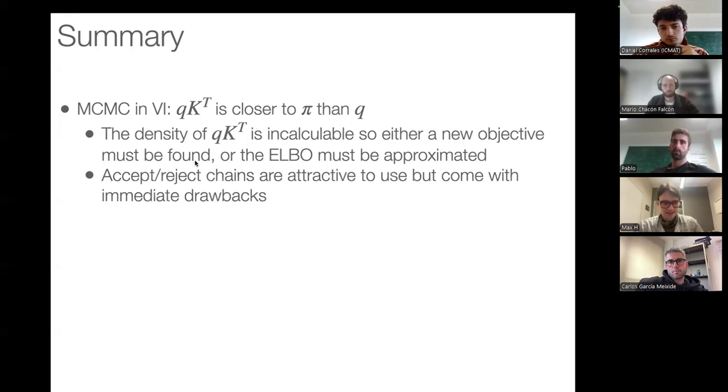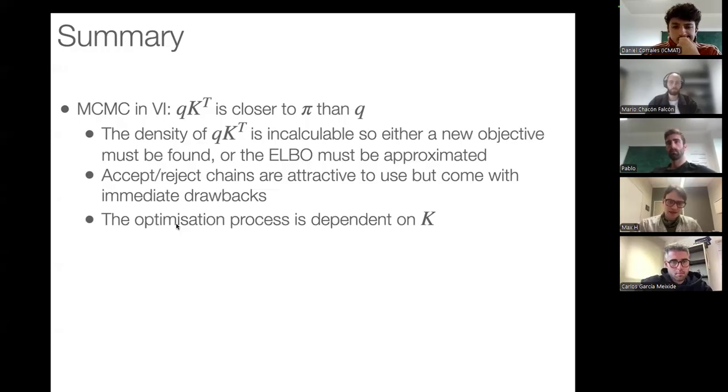Secondly, we probably want to use an accept-reject chain, because accept-reject chains are usually the ones where we know that pi is an invariant distribution of k. So they're an attractive prospect, but they come with immediate drawbacks, i.e., your objective is no longer continuously differentiable, or you need to marginalize out over the parameters of the accept-reject step, which is going to be computationally expensive.